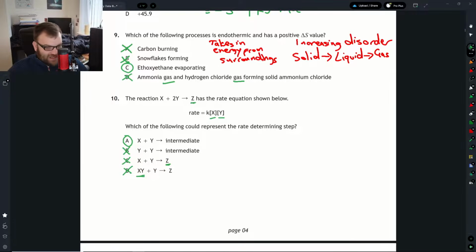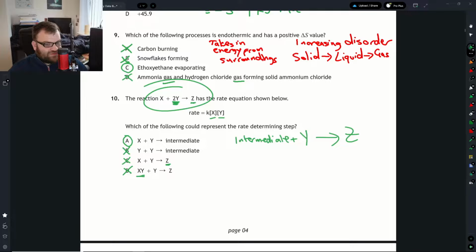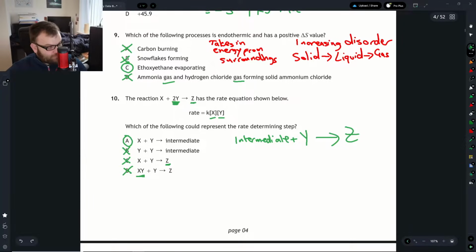This means that your next step could be taking your intermediate, reacting it with the second Y involved, and making Z. So your second step might be intermediate plus Y goes to Z. And when you put those together, you end up with your overall equation.